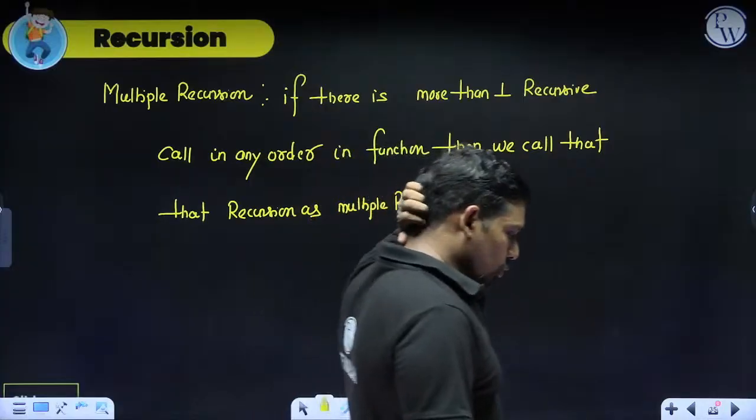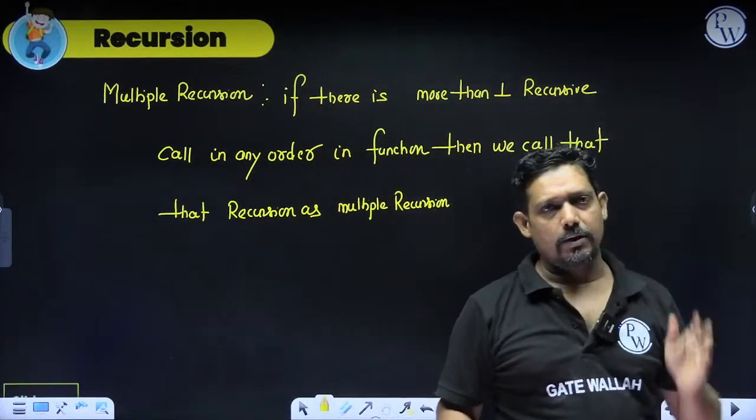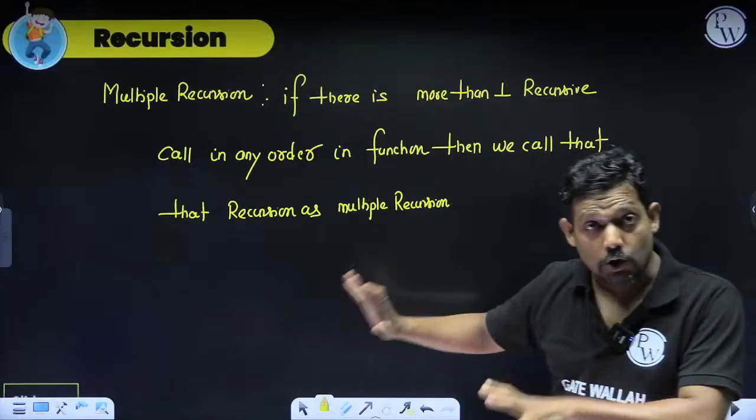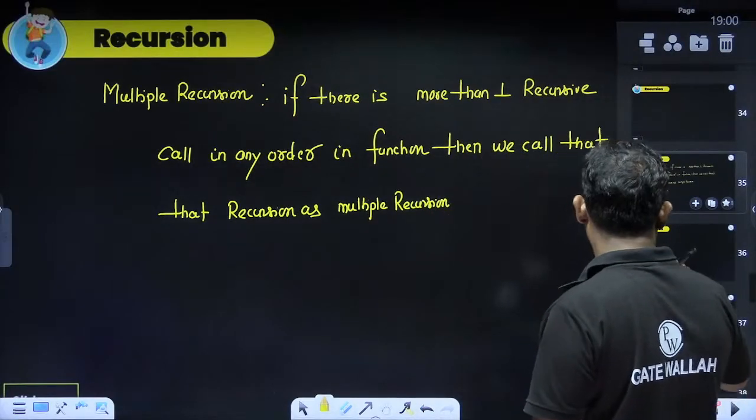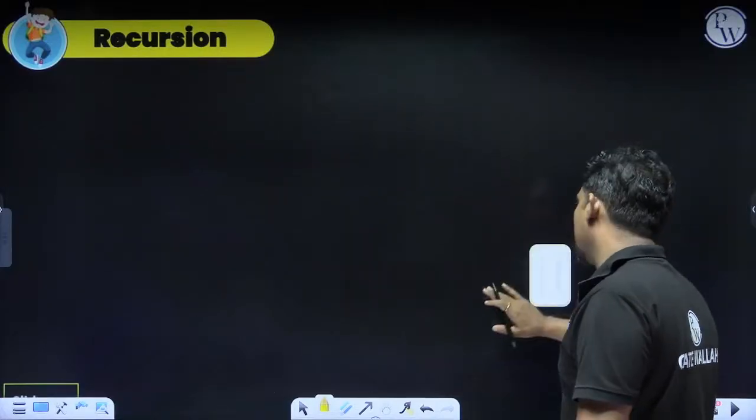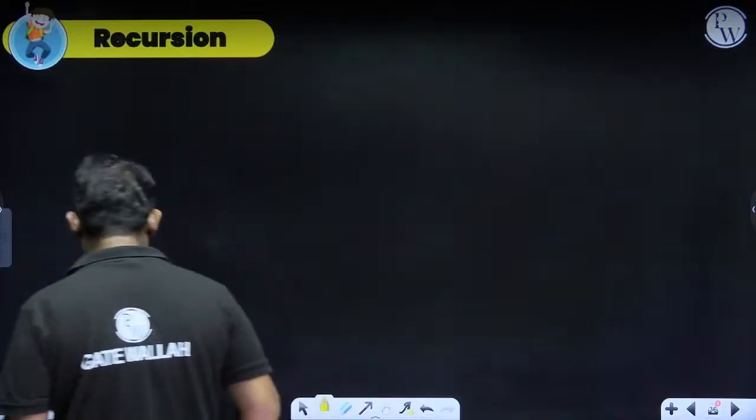You can expect 2 to 3 marks here. From recursion, there will be one question, and 2 to 3 marks you can expect from this topic only. From this topic, in the entire subject, 5 to 6 marks. Multiple recursion. Okay, let's see the example, but you have to answer it. Now I am expecting some answers.